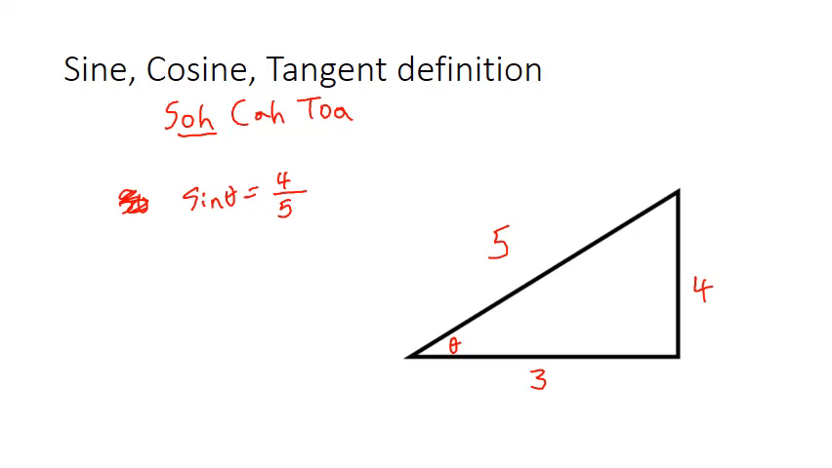What about cosine? What do you think it is? Cosine of theta is going to be adjacent over hypotenuse. So adjacent would be 3 in this case, and hypotenuse is 5. And if we use the same reasoning, the tangent of that angle would have to be the opposite, which is 4, over the adjacent, which is 3.